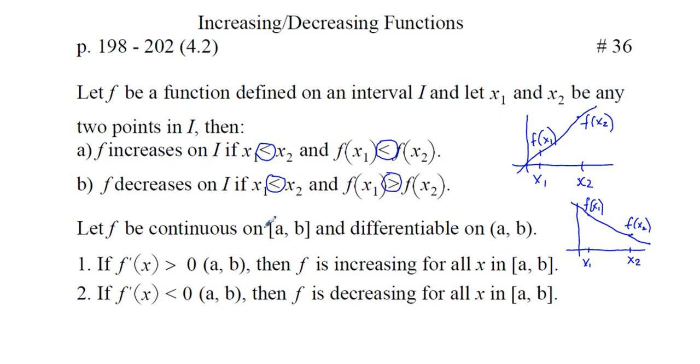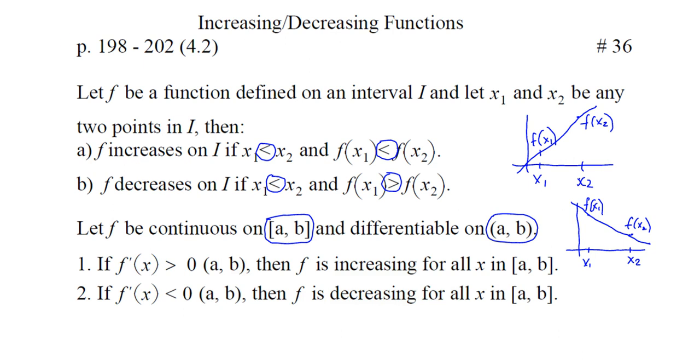Let f be continuous on the closed interval from a to b and differentiable on the open interval from a to b. And so we've seen this many times before. If f prime of x is greater than 0, so if the slope is greater than 0 on this open interval, then f is increasing for all x in the closed interval a to b. And on the other hand, if f prime of x is less than 0 on the interval from a to b, then f is decreasing for all x in the closed interval from a to b.